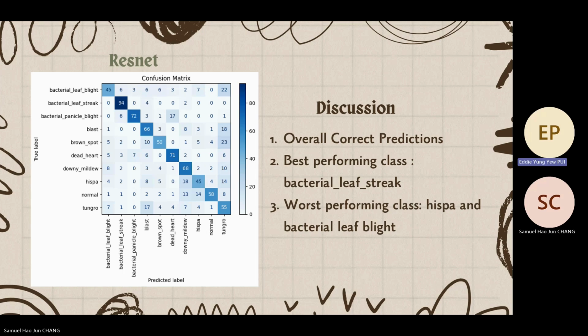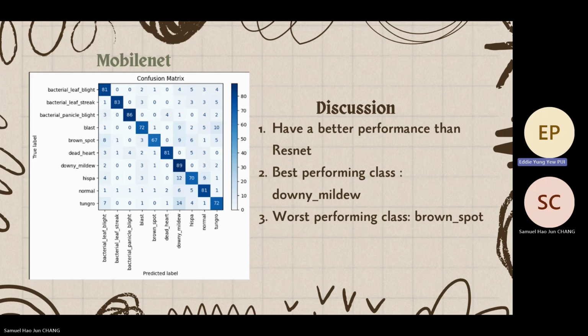Let's move on to the MobileNet confusion matrix. Compared with the ResNet one, we can see that MobileNet has a better result. As we can see, the diagonal values are very high, and there is a lot of dark color, which indicates that a lot of the prediction values are very high. The best performing class in this MobileNet is Downy Mildew, and the worst performing class is Bronzewort, which has 67 correct answers.